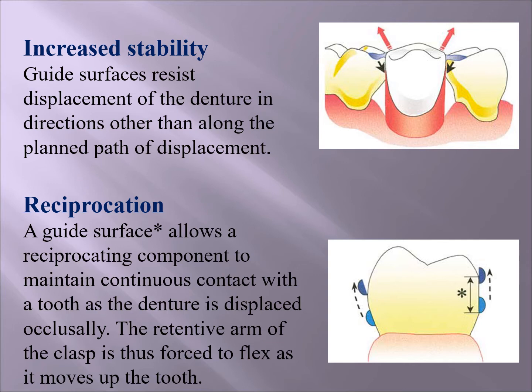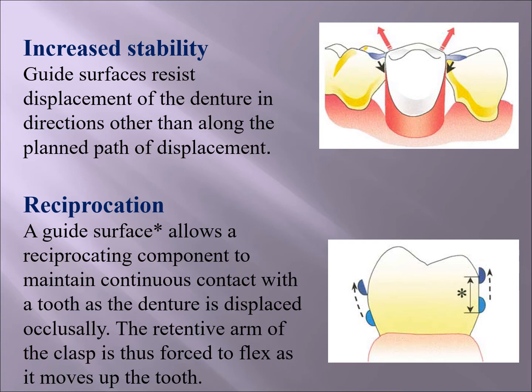Then you have to have a reciprocal component on the other side of the retentive tip that counteracts the effect of the force it exerts during insertion and removal, or while it moves up and down the maximum bulge of the tooth. And for this, you have to provide a reciprocal component. This can be a reciprocal arm, reciprocal plate, different components. Whatever the component is, it should be in contact with the tooth all along the way while the retentive tip is moving down and up the survey line.